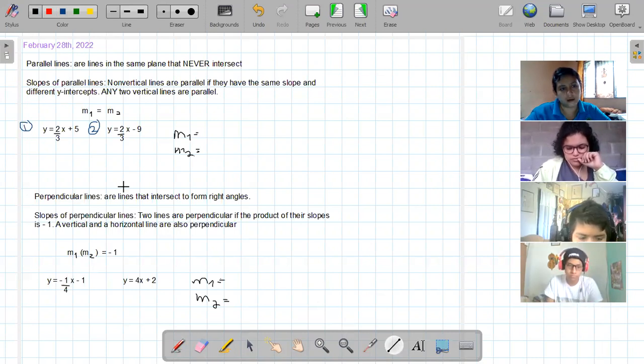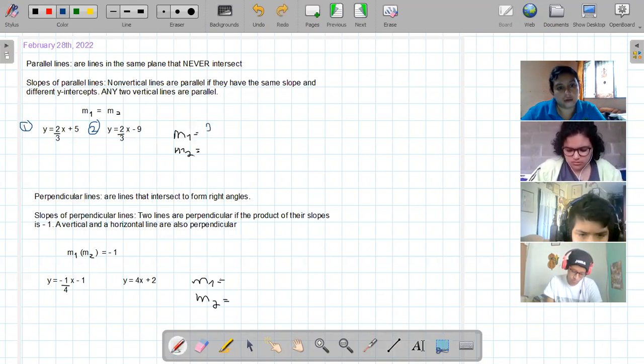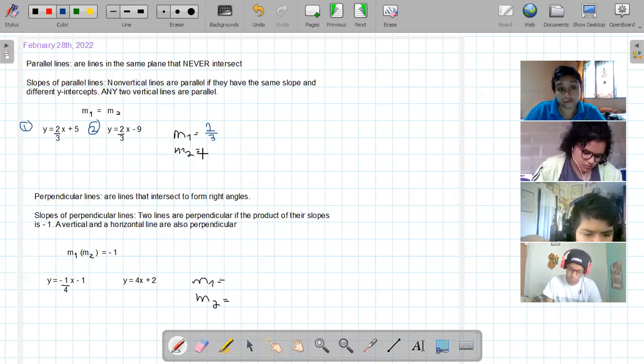What is the slope of that equation? 2/3. Okay, correct. So that's what I'm going to place over here: 2/3. And what is the slope of the second equation, y equals 2/3 x minus 9? 2/3 as well. Very good.